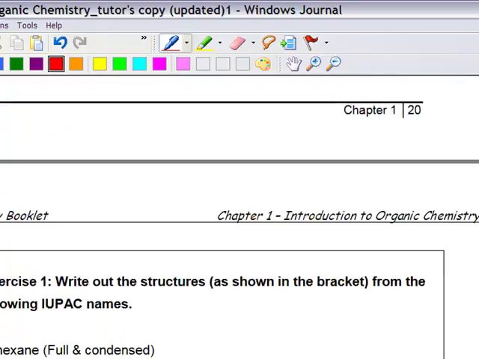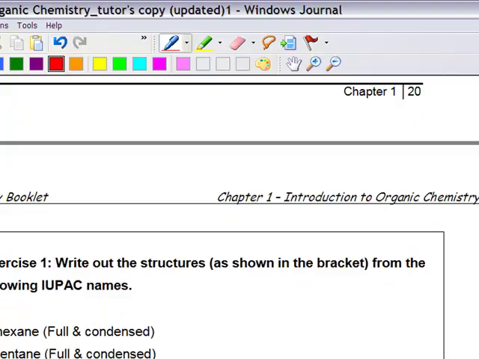Now, try exercise 1 about writing the structures from the following IUPAC names. The lecturers will follow up with this example before you begin the next lecture.